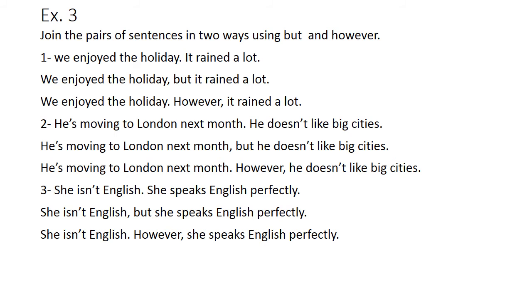Number 3, she isn't English, she speaks English perfectly. We can join these 2 sentences by but. She isn't English, but she speaks English perfectly. Or we can join by however, and we can say she isn't English, however, she speaks English perfectly.